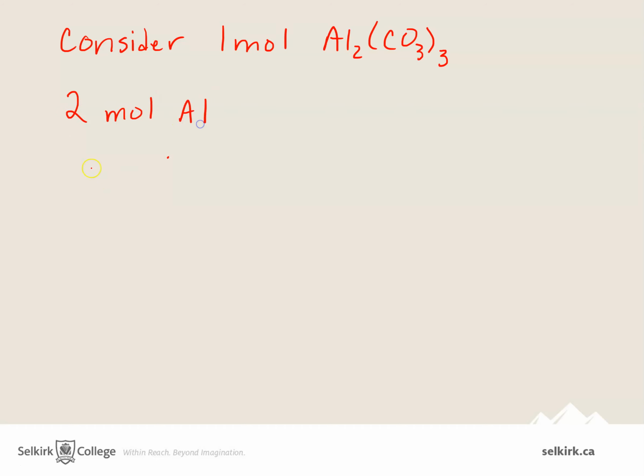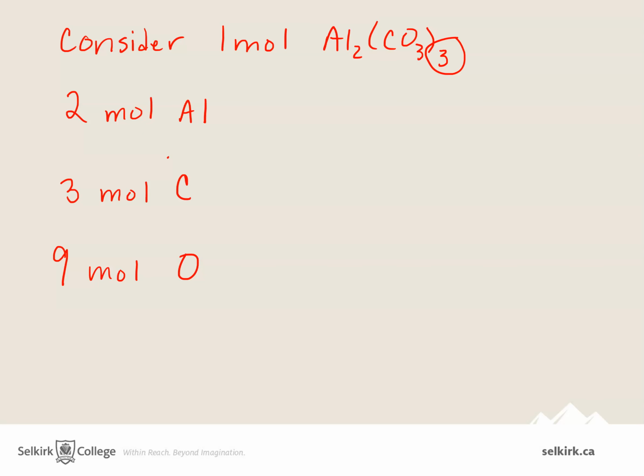So let's write a clear statement of our starting point. I'm going to choose to consider 1 mole of aluminum carbonate. With that simple consideration, it's easy to know how many moles of the other elements I have. I have in 1 mole of aluminum carbonate, 2 moles of aluminum, 3 moles of carbon, don't forget this 3, and 9 moles of oxygen.